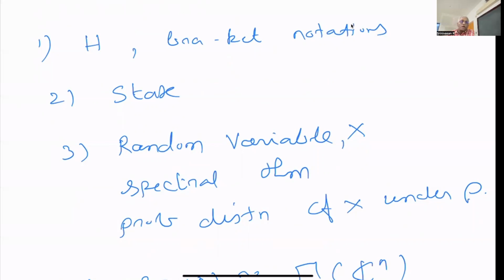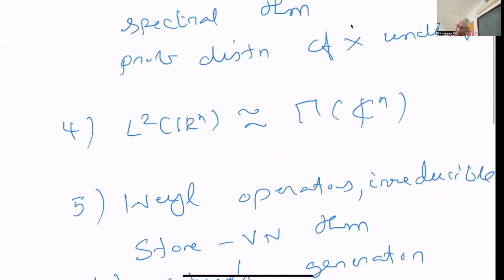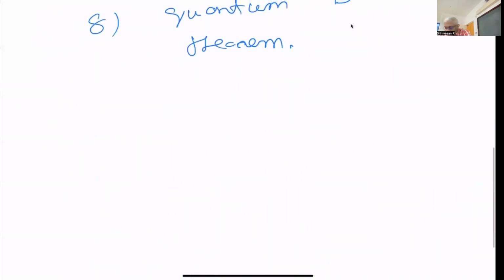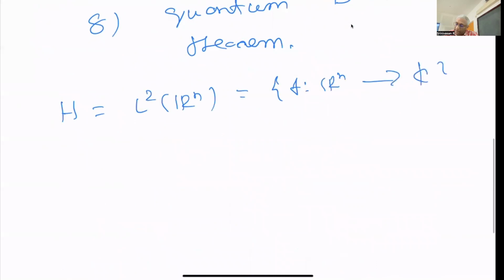Yesterday in Arun's lecture, the notation was fixed. We will be using the bracket notation, and for us H is always a Hilbert space, and mostly our Hilbert space will look like Rn and L2 of Rn, which are all those functions from Rn to complex numbers.